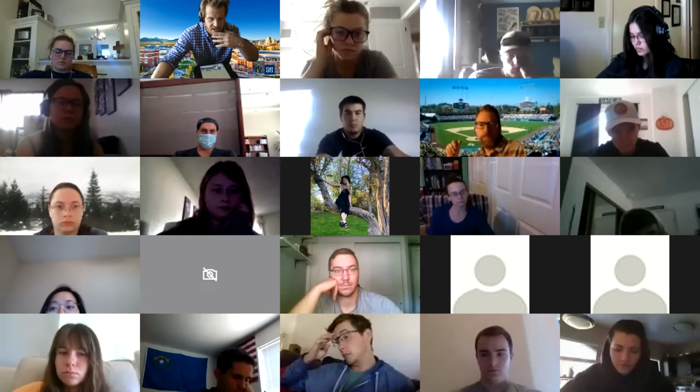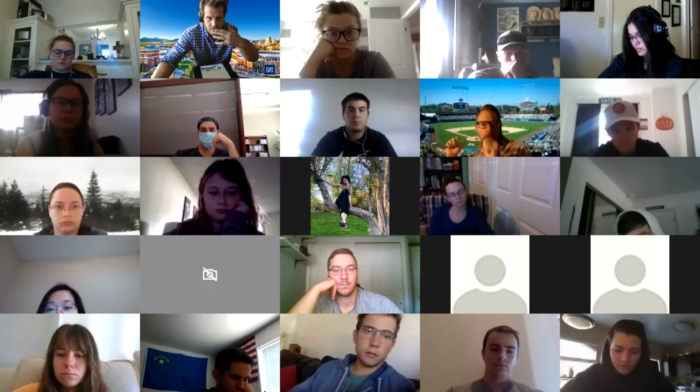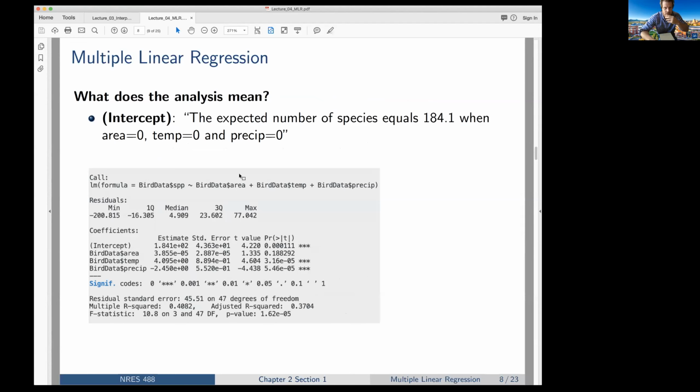All right, let's go back to our slides. Here's that same output we had. Here's a good reference slide if you're looking at this output in the future and you want to see what each of these are. What does this analysis mean? Here's the interpretation and how this extends to multiple linear regression.